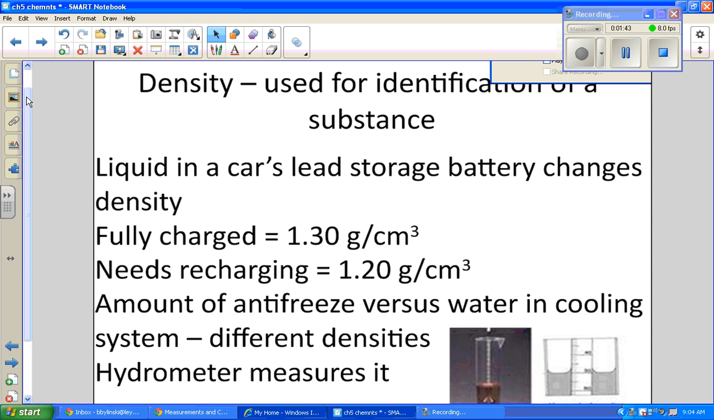Also, antifreeze versus the water in your cooling system. Antifreeze is stopping the water from freezing, right? That's why you add it. So antifreeze and water have different densities, and you can use a hydrometer to measure the difference and see if you need to add more to your car system. Okay, so all you mechanics out there, chemistry will come back.